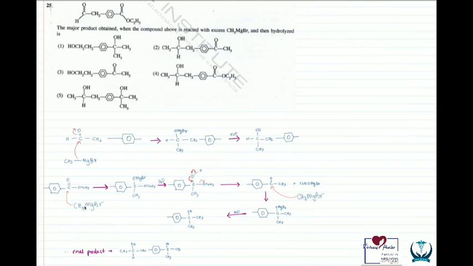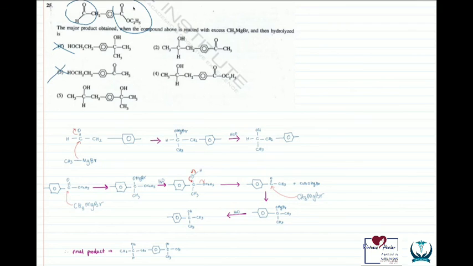The major product obtained when the compound above is reacted with excess CH3MgBr and then hydrolyzed is. Let's look at this compound in two parts, the left part and the right side. So the left side, here we have CH3MgBr attacking the carbonyl carbon and forming OMgBr and a CH3 group being added. It is then hydrolyzed to give OH. So looking at this, we can exclude answers 1 and 3.